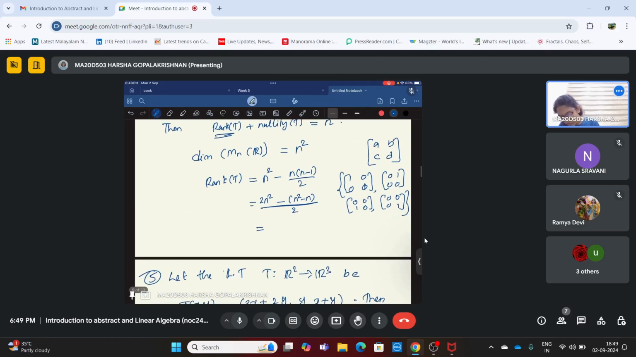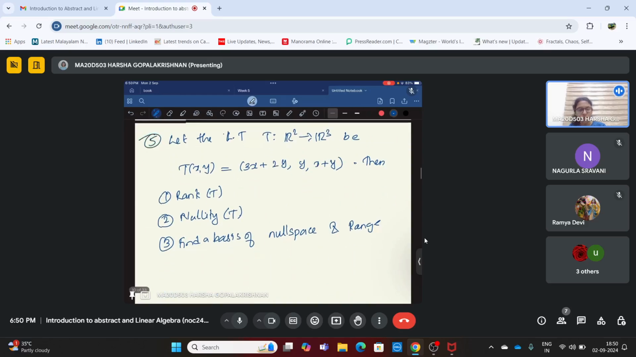N square plus n by 2, or n into n plus 1 by 2. So without going into what the range is, just to find the rank, we can see the dimension of the range, or rank, is n into n plus 1 by 2 using the rank nullity theorem. The rank nullity theorem is very useful for finding the dimension of this kind of thing.